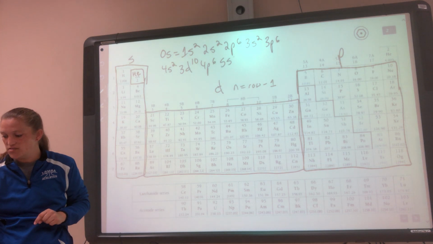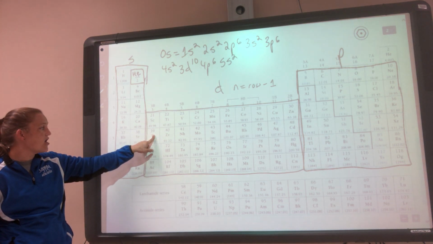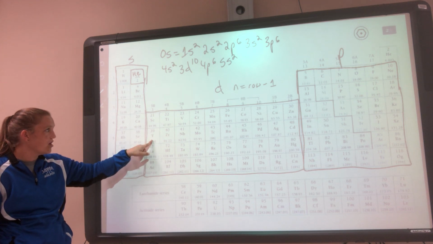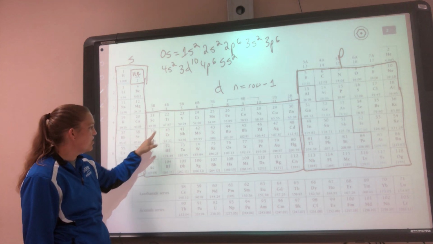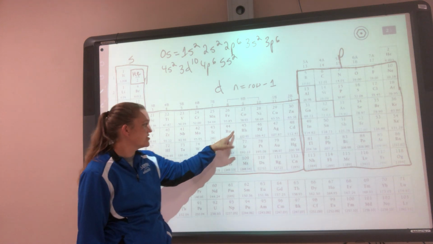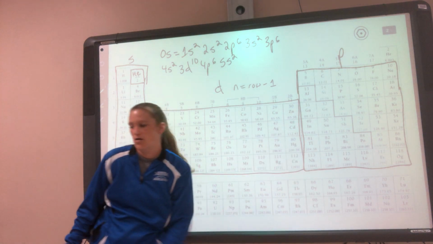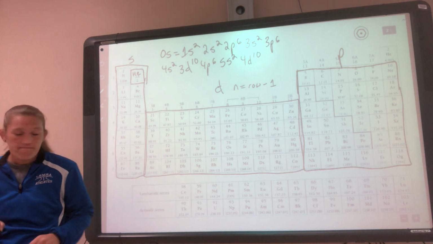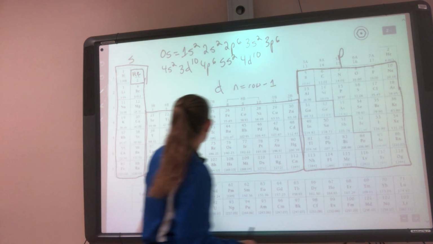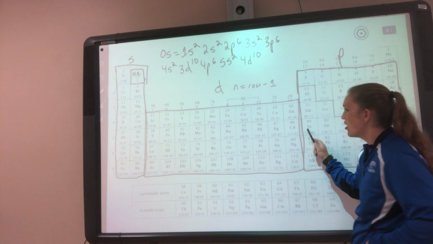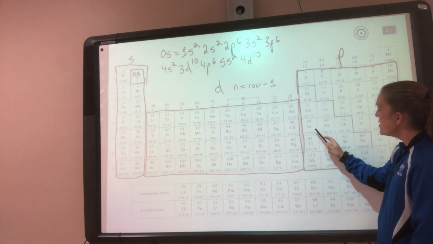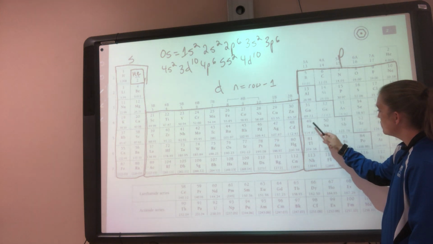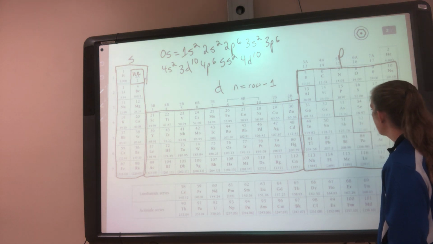So 5s2. Now I'm in the d block, so it's n minus 1, my row minus 1, so that's 4. And that's going to be 4d, 1, 2, 3, 4, 5, 6, 7, 8, 9, 10. 4d10. All right, now we do the next one. Now I'm here. So now I'm back in my n equals 5. So this is 5p, 1, 2, 3, 4, 5, 6.